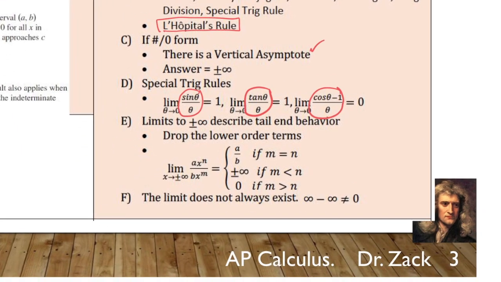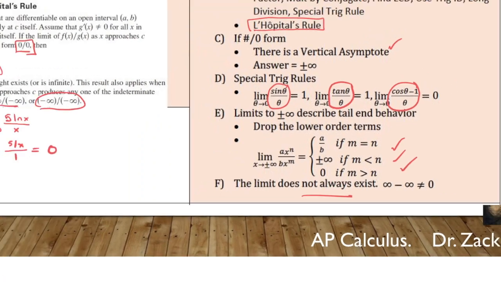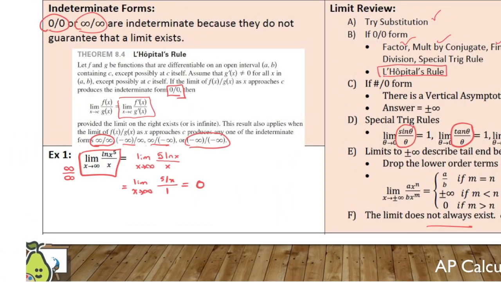the answers you expected? Now, when we're playing with tail-end behavior, still no L'Hôpital's rule, and their limit, of course, does not always exist, but the left side must equal the right side for the limit to exist.